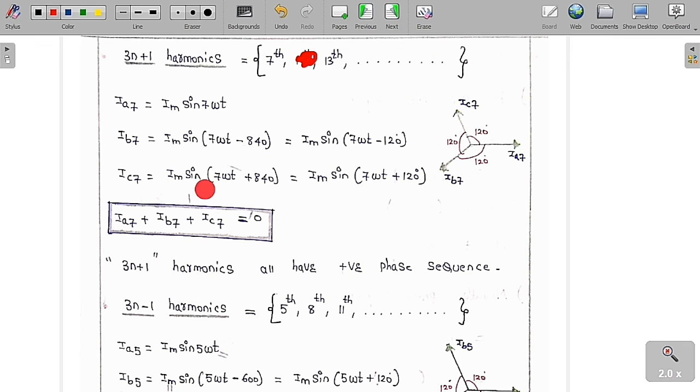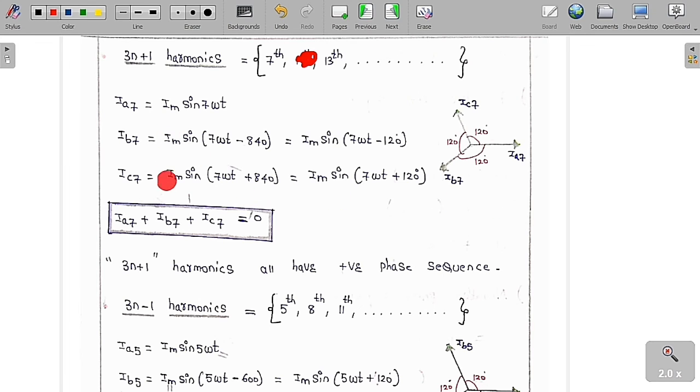Similarly, Ic7 is equal to Im sin 7 times of (omega t plus 120). 7 omega t plus 120 into 7 is nothing but 840. With this simplification, we are going to get Im sin (7 omega t plus 120). So you are going to get the same phase. Ic7 is going to lead the Ia7 by 120. So you can see clearly, the same thing happens again. So the phase sequence is not changed. Whatever the phase sequence of the original vectors ABC, the same phase sequence is present. So therefore we can say this is a positive phase sequence.